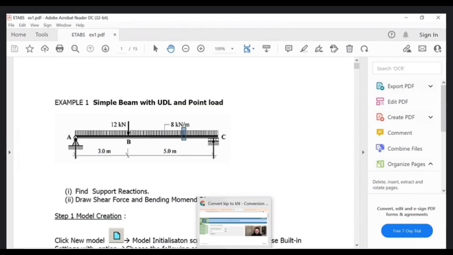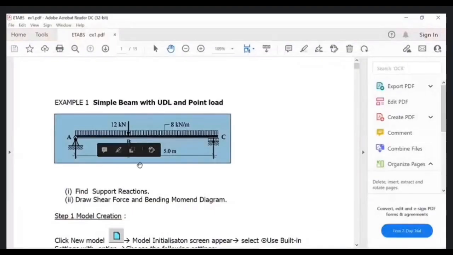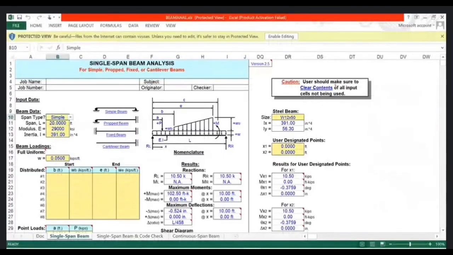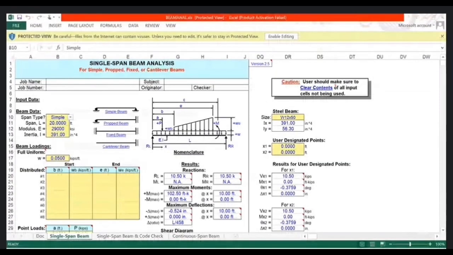So firstly we choose our beam. Our beam is simply supported, so we can choose the simple beam. Our span, the overall span of the beam, is 8 meter. Here you can see 3 plus 5, that is 8 meter. So 8 meter converted into feet is 26.2467. So this is our span of the beam. That is 26 point.